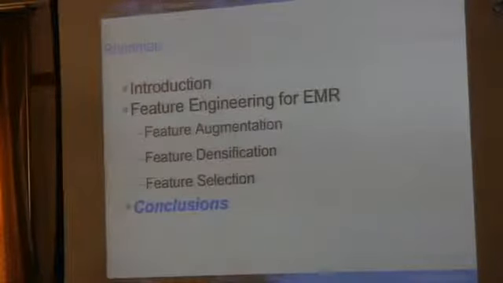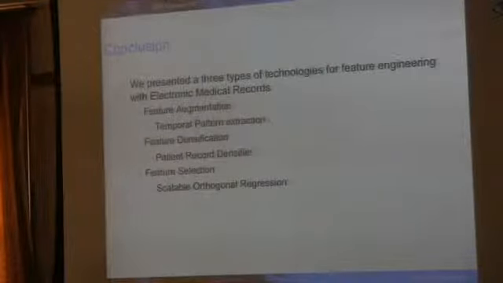So let me conclude. I introduced some of our work on performing feature engineering with EMR and applying it to the prediction of onset risk of congestive heart failure. And I talked about 3 technologies: feature augmentation, densification, and selection.